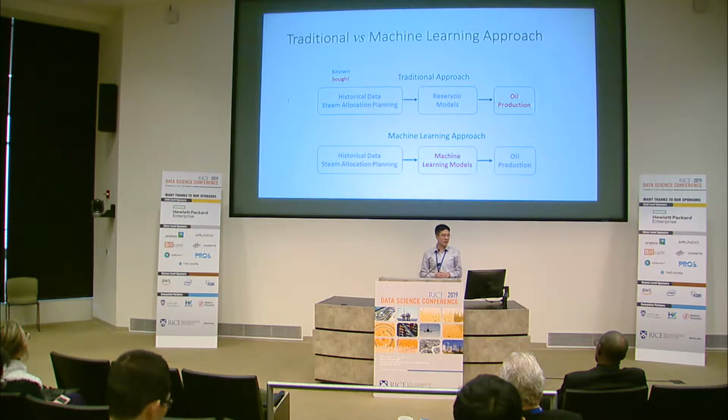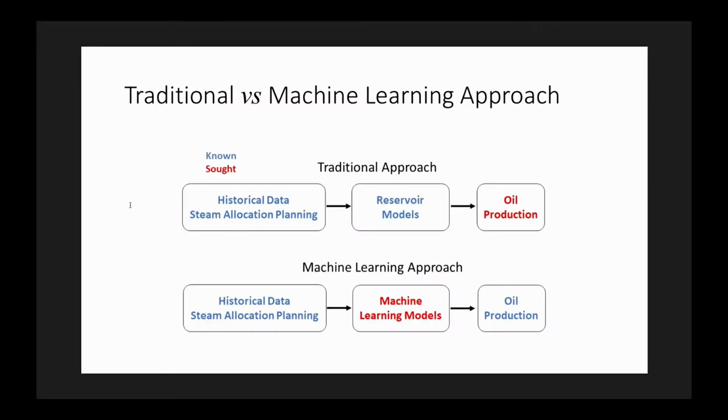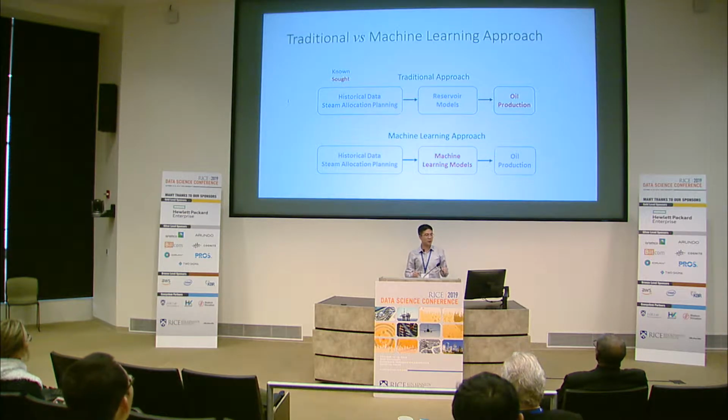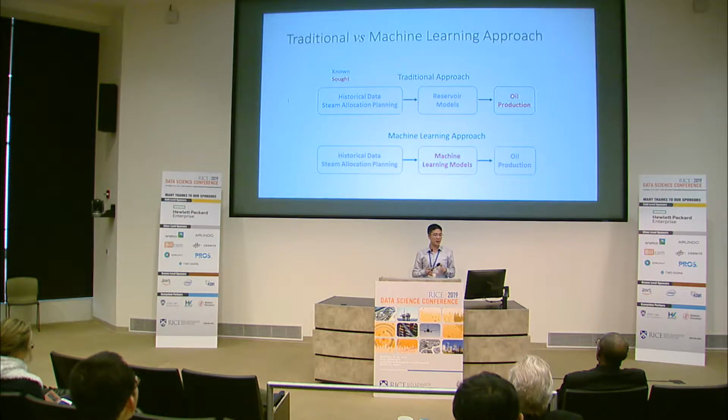the data and also plan the future allocation from this system. So here's the architecture. Next, let me introduce the difference between the traditional approach and the machine learning approach. The traditional approach is built on a physics-based reservoir model. This model can predict the future oil production based on some historical data and also some future plan. But there's considerable discrepancy between the real oil production and the prediction.